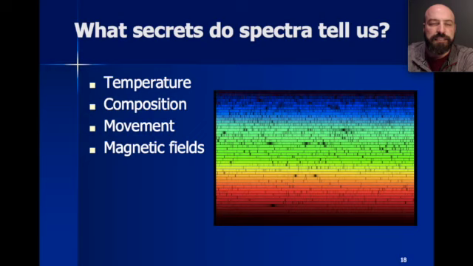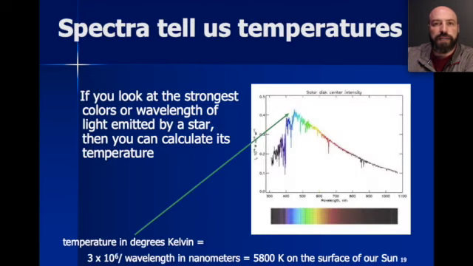So what do these spectra tell us? They tell us four main things. They can tell us the temperature of the object, the composition, is it moving, and is it producing magnetic fields, or is there magnetic fields involved? Temperature is related to color, and the higher the temperature, the higher the energy is. And in the way of wavelengths, the higher energy in the visible spectrum is the blue or violet side. It has shorter wavelengths, higher frequency, and higher energy. On the other side, the longer wavelengths and lower energy is the red and infrared.